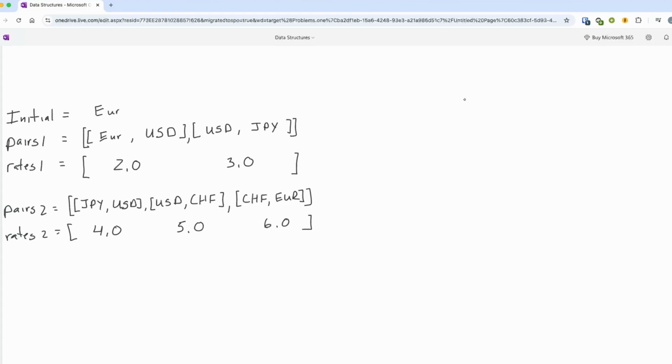So when figuring out how to solve this, you may notice that the structure that we're given can be pretty well represented by a graph. So let's kind of draw that out. So let's say we have our day 1 graph. So we might have our euro here, and this will be our starting point for our initial currency. Then we could draw an edge with a value of 2 to USD.